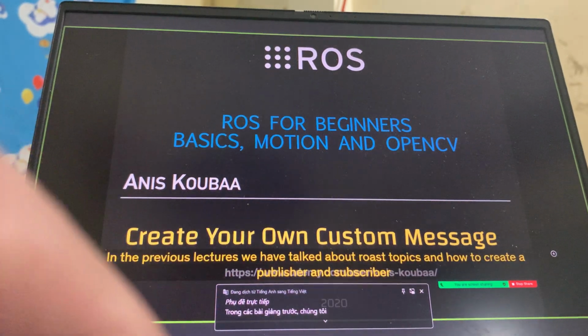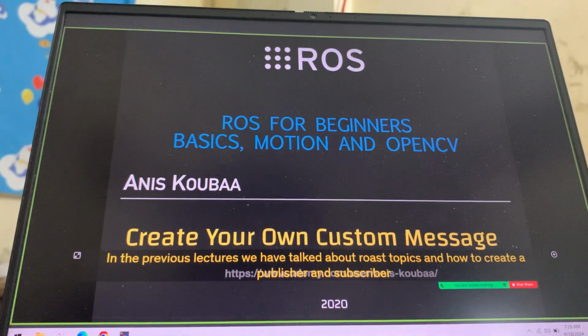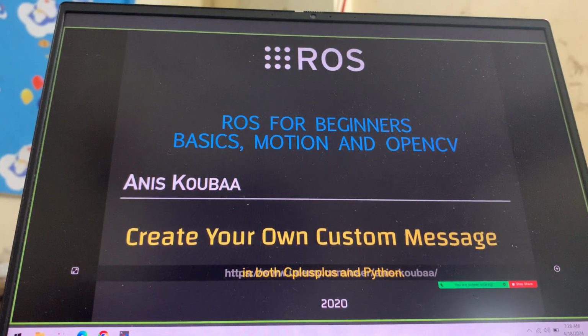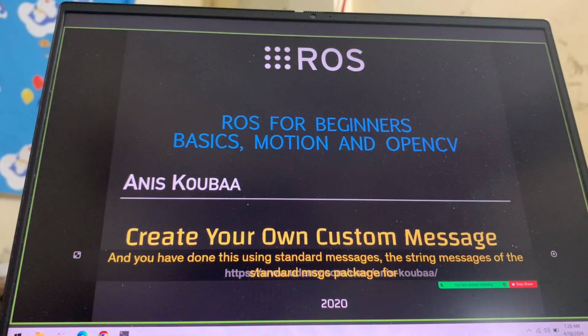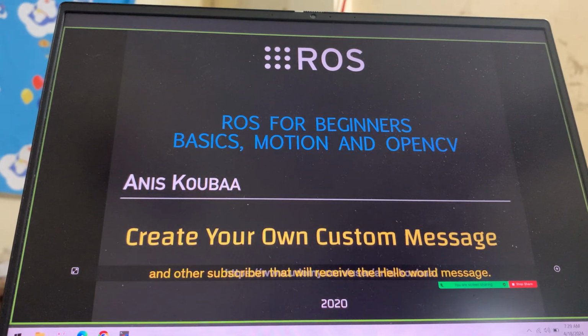In the previous lectures, we have talked about ROS topics and how to create a publisher and subscriber in both C++ and Python. And you have done this using standard messages, the string messages of the std_msgs package, for a very simple Hello World application, where we have a publisher that will send a Hello World string, and another subscriber that will receive the Hello World message.